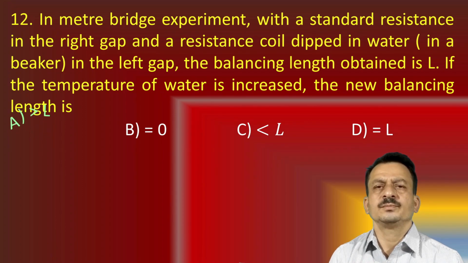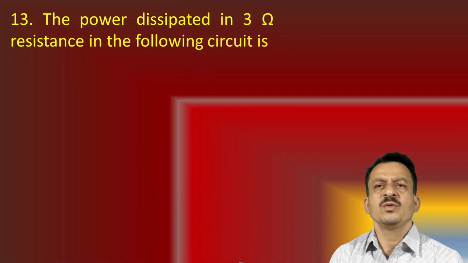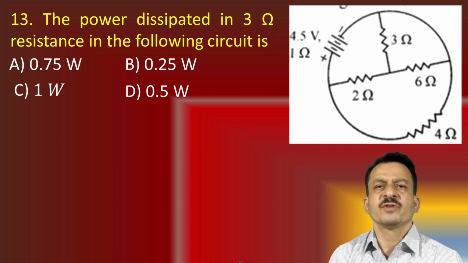Next problem. The power dissipated in the 3 ohm resistance in the following circuit is, they have given the circuit like this. We have to work out what is the power dissipation across the 3 ohm resistor. Options are A 0.75 watt, B 0.25 watt, C 1 watt, and D 0.5 watt.